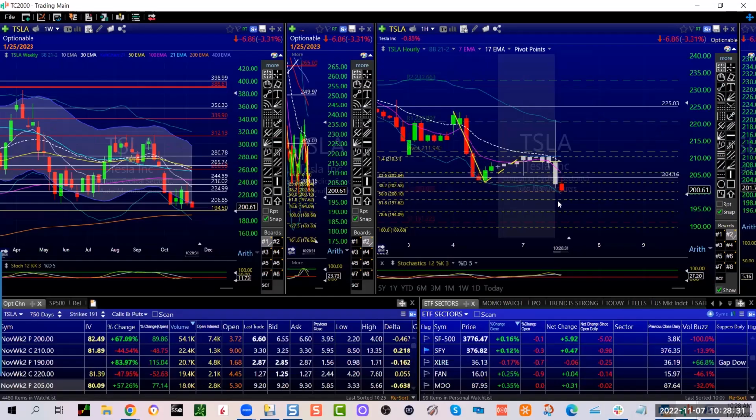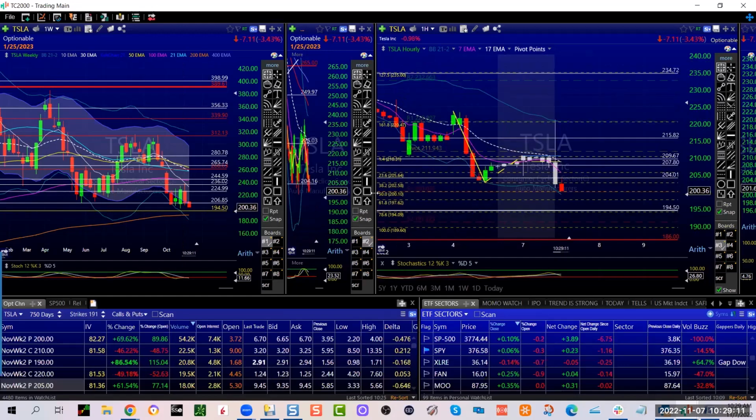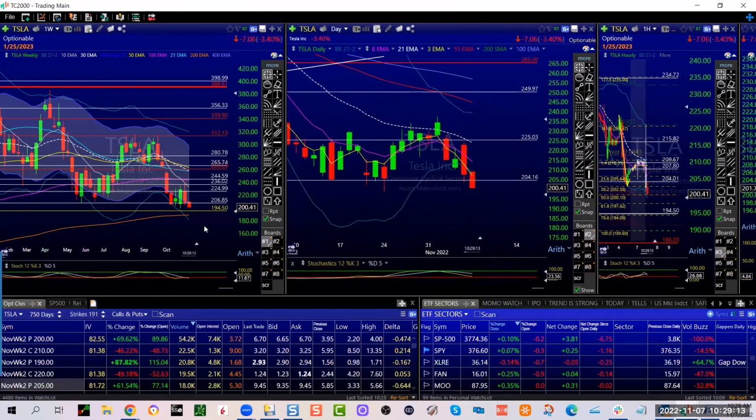So I think we got a nice rollover candidate here, whether you are already short, which this is, right? Beautiful. Or we've got a little weekly price target in this 194 coming into view. Yeah, 194.50 coming into view.